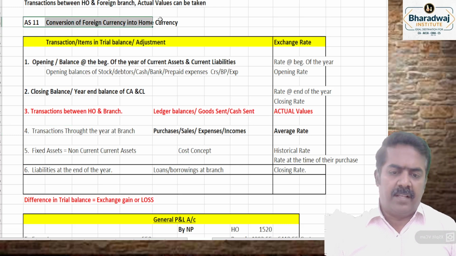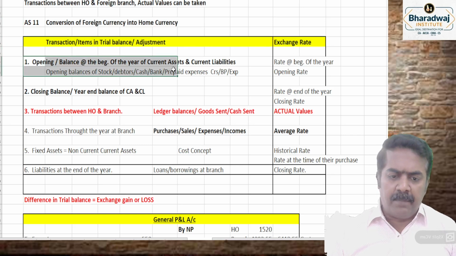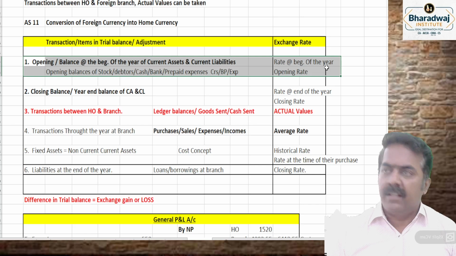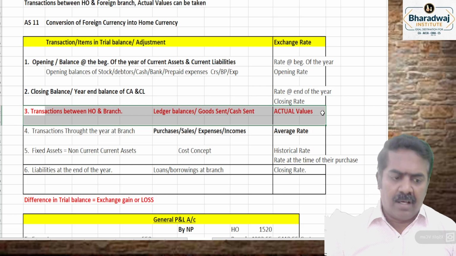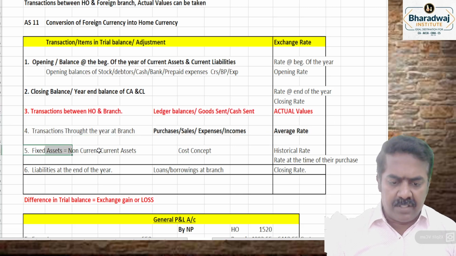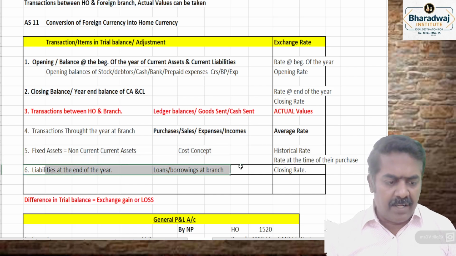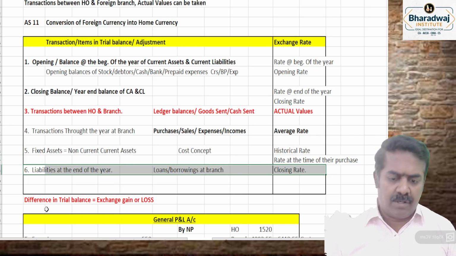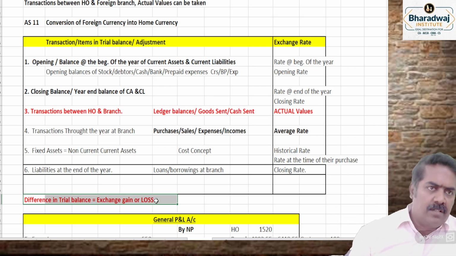See, we apply AS 11 for converting foreign currency into which one? Home currency. This is the exchange rate we will use. Opening balance of current assets and current liability at what rate? Opening rate. Closing balance of current assets and current liability? Closing rate. Transaction between head office and branch? Actual values. Transaction throughout the year at the branch, we will take it at what rate? Average rate. Fixed assets will be converted using which rate? The rate prevailing at the time of their purchase. Liabilities at the end of the year will be converted using which rate? Closing rate. Difference in trial balance will be taken as what? Foreign exchange gain or loss.